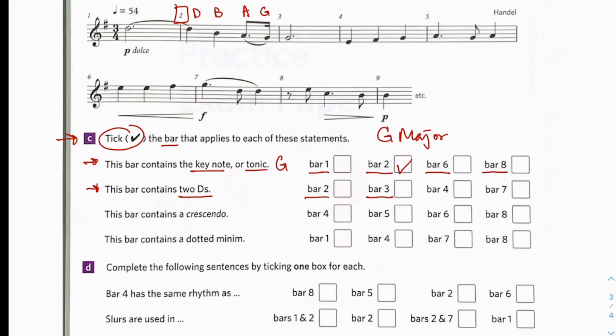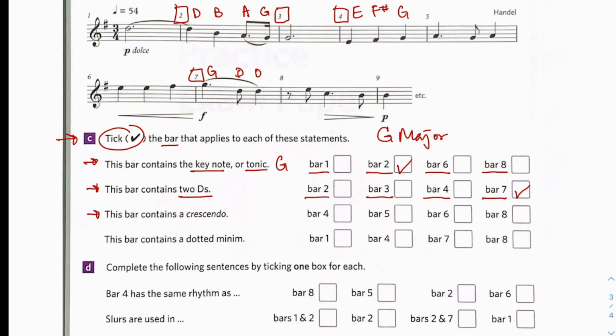Next, bar number 3 is here. There's only one note, so there cannot be 2 Ds. Bar number 4 is here. We have an E, F sharp, and G, so there are no Ds. And bar number 7 is here. We have a G, D, and D, so this is the correct answer.